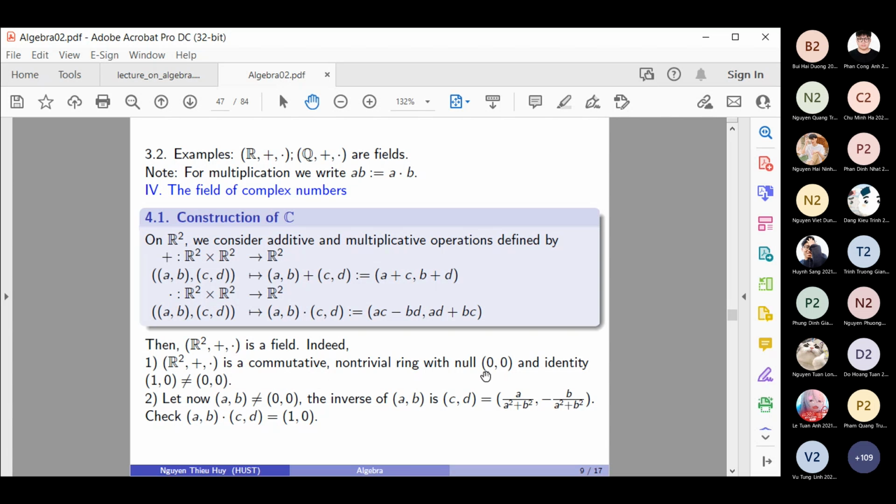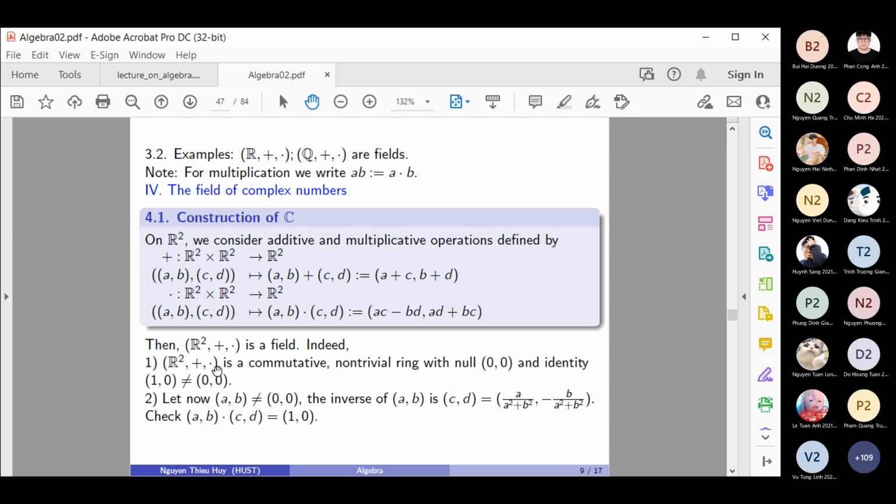And of course, the neutral element is easy to check: (0,0). You can check it here: (a,b) plus (0,0), again you obtain (a,b). And the identity is (1,0), different from (0,0); in a non-trivial ring you always have this property. We can check (a,b) multiply (1,0) is (a,b), right? This is routine work to check. This is a commutative non-trivial ring with neutral element (0,0) and identity element (1,0).